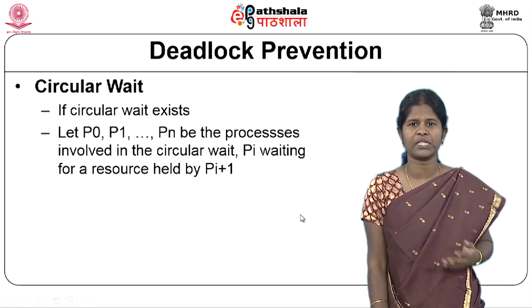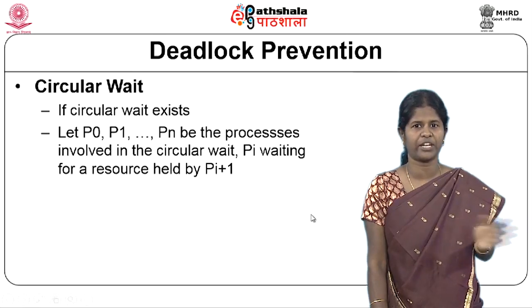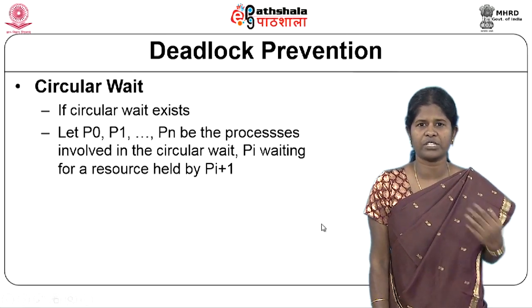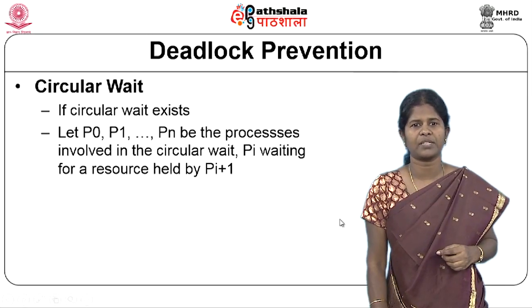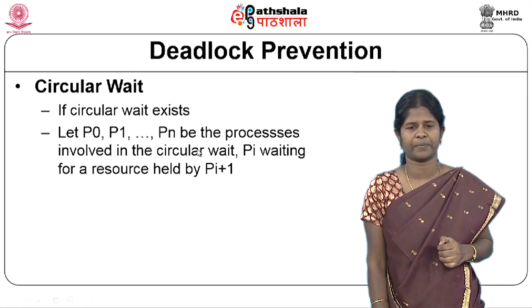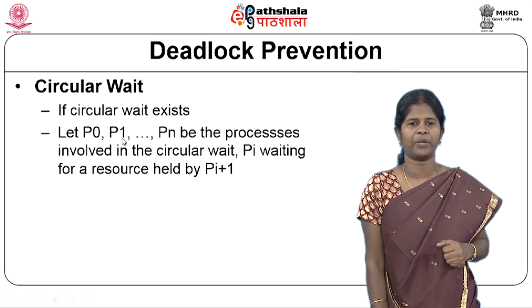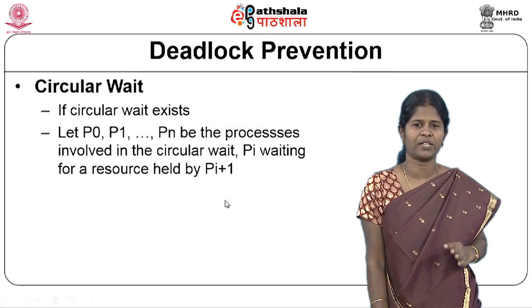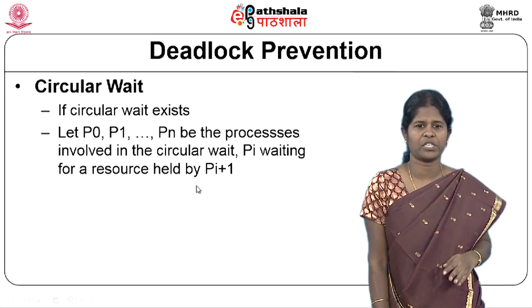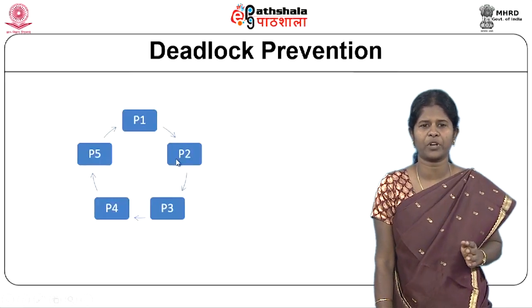Suppose we prove that this enumeration is enough for circular wait not to happen in a system. We will prove that by contradiction. Suppose a circular wait exists in a system, then you will have processes P0, P1, P2, etc., up to Pn that are involved in the circular wait. That is, process Pi is waiting for a resource held by process Pi plus 1.